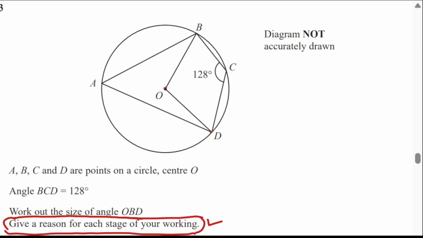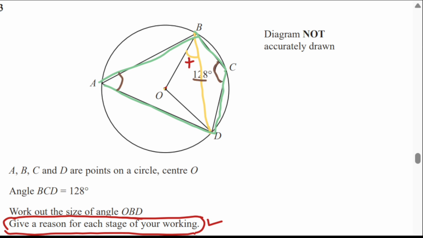So let's do it. So OBD is this nice angle here. Let's call it X in red, this angle. Now to find that, I'll first look at this cyclic quadrilateral in green. Each two opposite sides in the cyclic quadrilateral add up to 180. So we can do this.